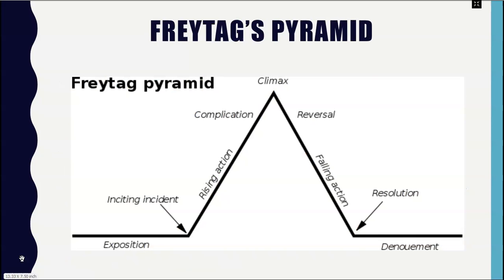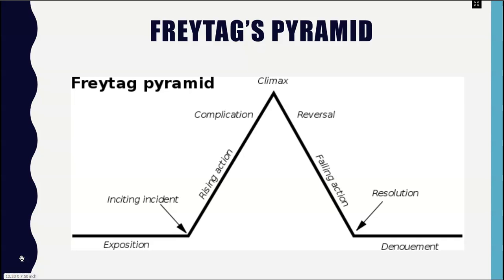So, after defining plot, let's talk about a very famous diagram, which was suggested by a famous literary critic called Freytag. Now, Freytag suggested that every good story has different kinds of elements, and those elements take the story forward, are actually the force behind the movement of the action in the story.